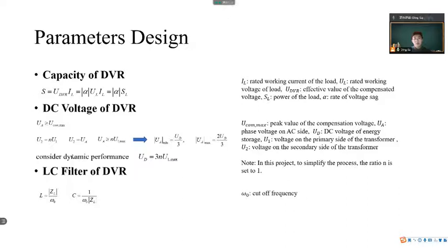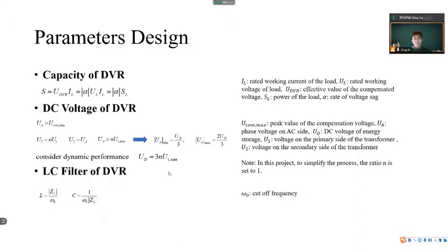Finally, consider dynamic performance. We choose a larger DC voltage, that is UD is equal to 3 product N product U1 maximum. The third part is the LC filter.